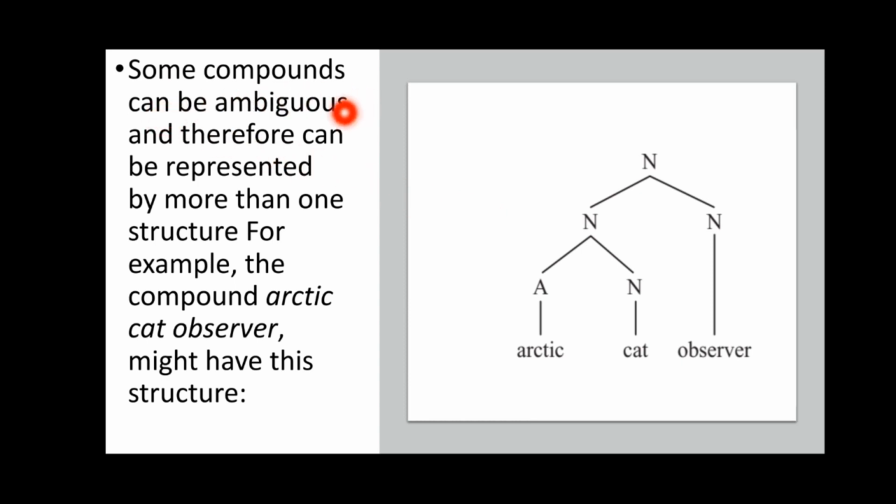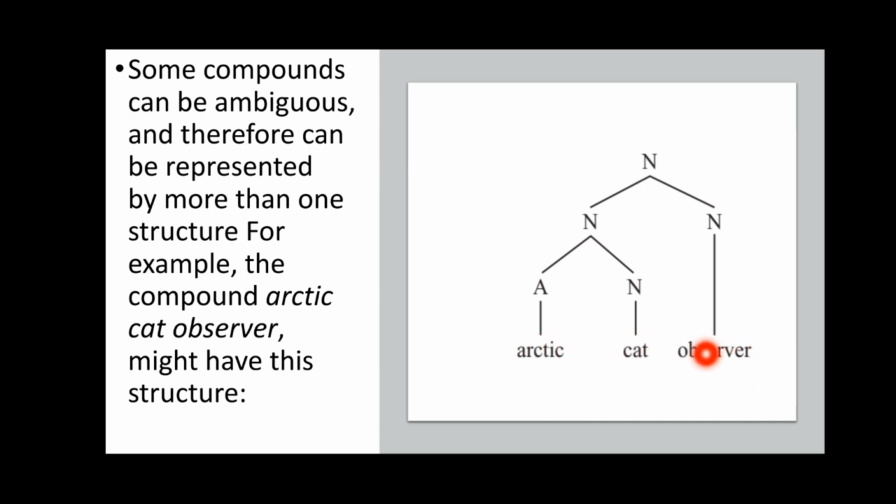Now, some compounds can be ambiguous and therefore can be represented by more than one structure. For example, the compound articulate observer might have this structure. You can see here we have articulate observer. We can see here a noun, which is the adjective plus noun, articulate. As a whole, it is a noun. And then we can have another one that is observer. It's also a noun.